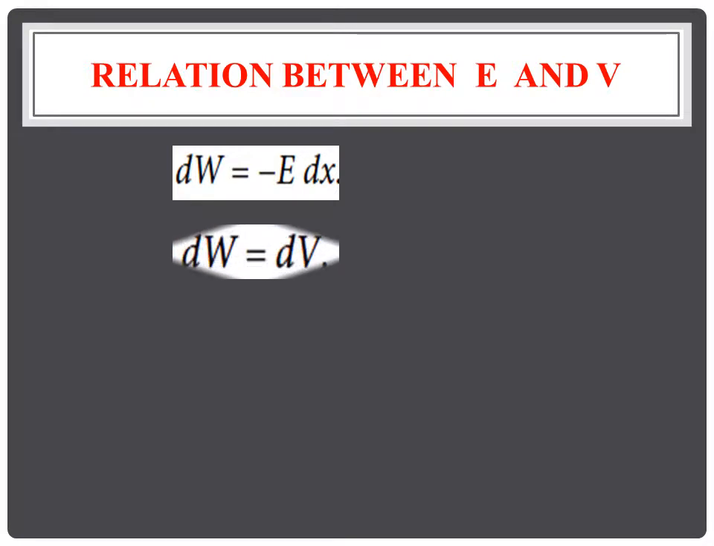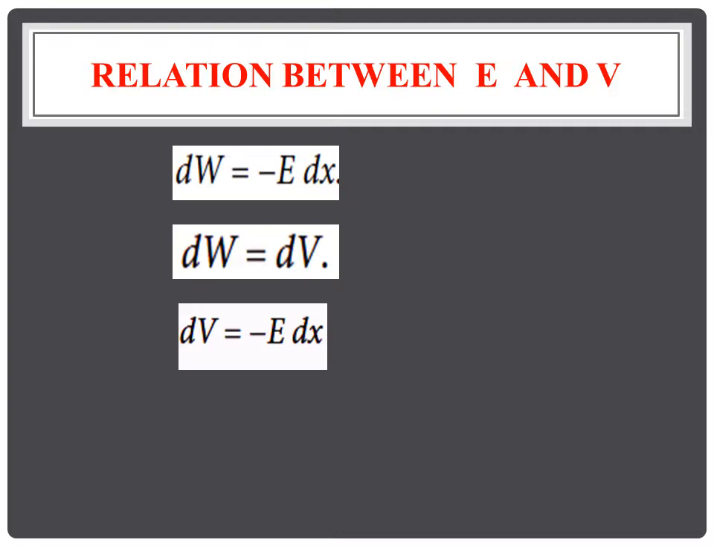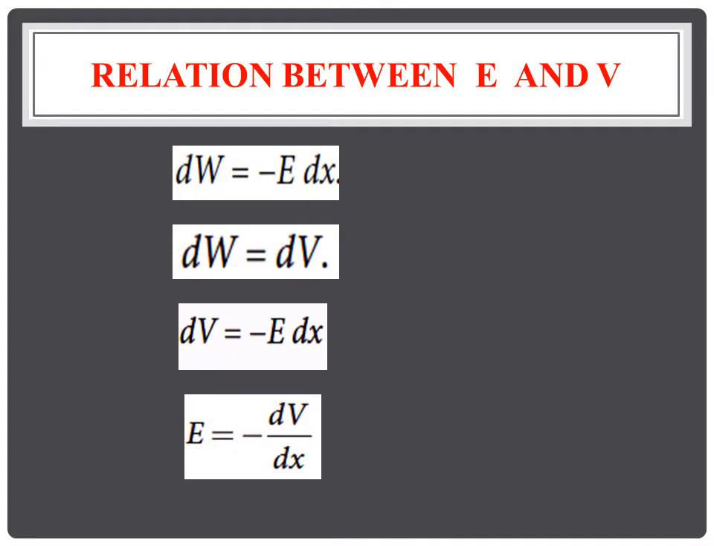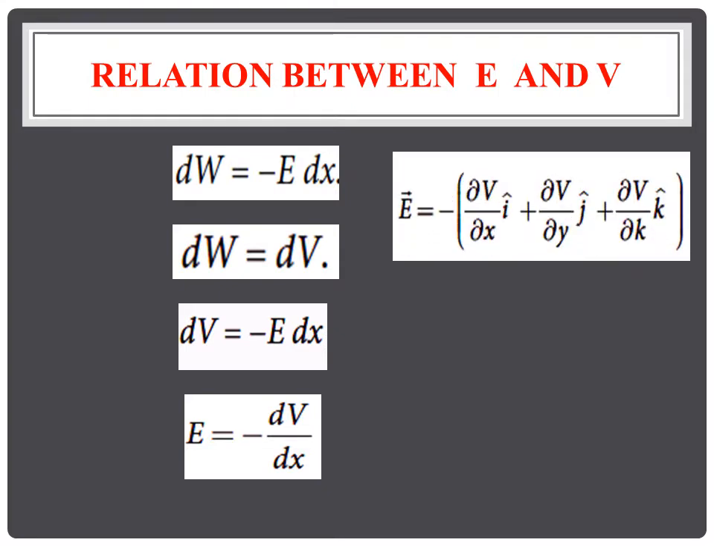Now the work done is equal to the electric potential difference. Therefore we write dW is equal to dV, or dV is equal to minus E dx. Now just to rearrange it, you get E is equal to minus dV by dx. The electric field is the negative gradient of the electric potential, or in general you can write this electric field as this. I think I will stop with this.